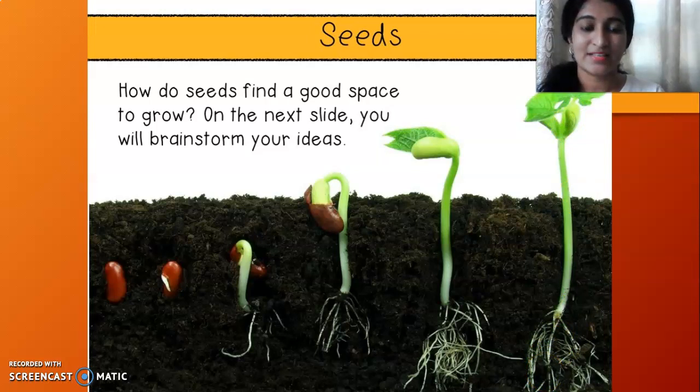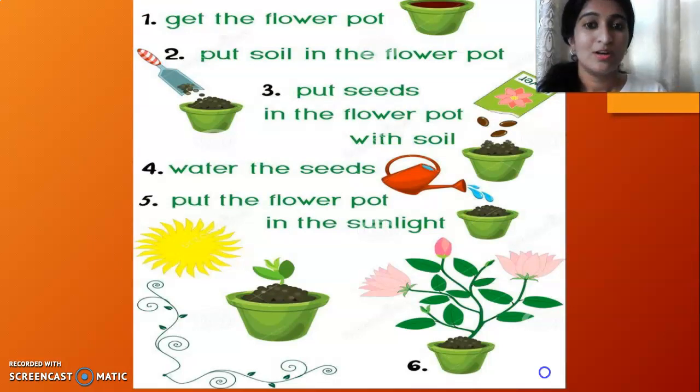Okay, this is the life cycle. After some days you can see the plant starts to give flowers and fruits. That is the life cycle of plants. So today's assignment or activity is based on seeds becoming a plant. First of all, you need some materials for doing the activity, right?